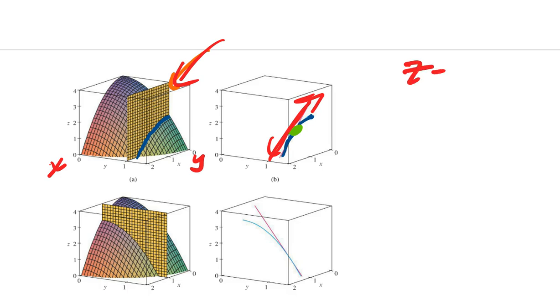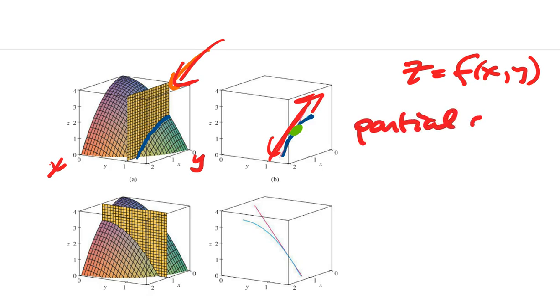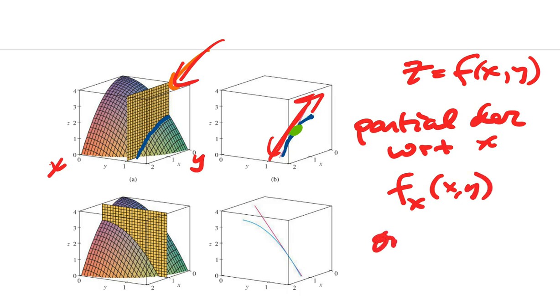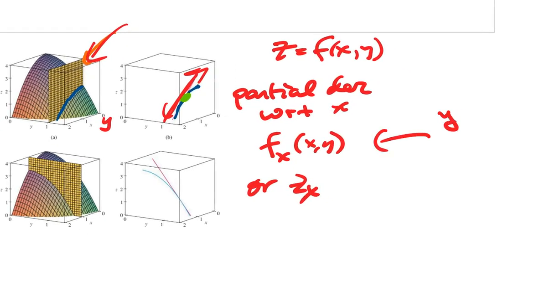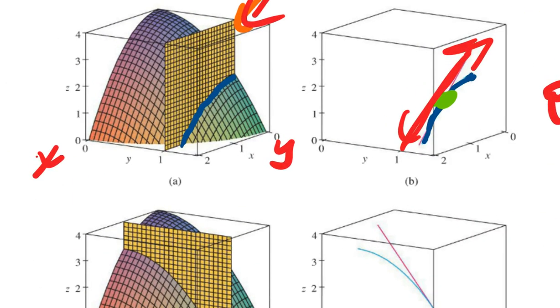So if your function is z equals f of (x, y), your partial derivative with respect to x, let me write it out, is written f sub x at (x, y), f sub x, or you can write it as z sub x. So this means that y is held constant for that value, and x is changing. So x varies, it's the variable. The reason x is changing in this case is because as you go, x is changing like that. All right.